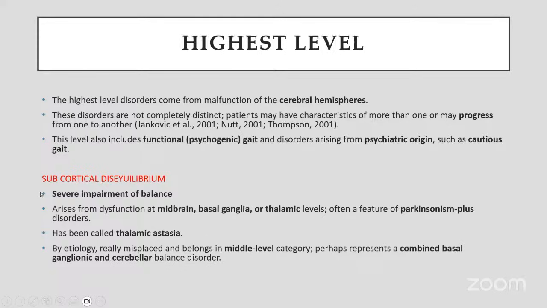There will be a subcortical disequilibrium. Severe impairment of the balance will be there, arising from dysfunction of the midbrain, basal ganglia, or thalamic levels, often seen in PSP, Parkinsonian plus disorders. And this is called thalamic astasia. By etiology, it is really misplaced and belongs in the middle level category, but perhaps it represents a combined basal ganglia and cerebellar balance disorder.